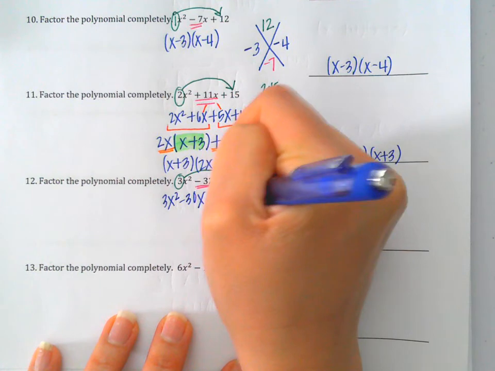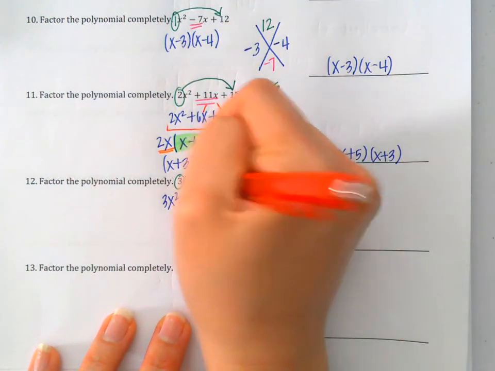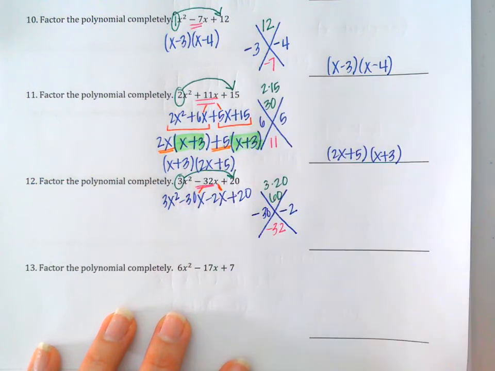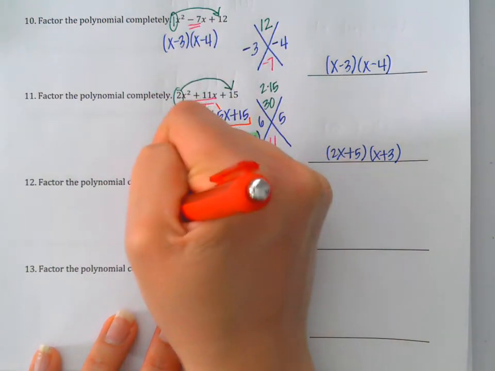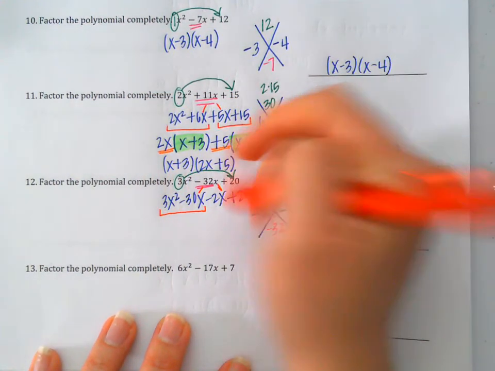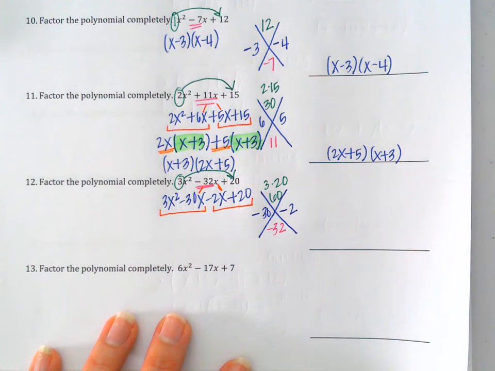And then negative 2x plus 20. So my middle term just got broken up into those two terms. That's the only thing that changes here. And then we can factor by grouping. 3x squared minus 30x is my first term, and negative 2x plus 20 is my second group.